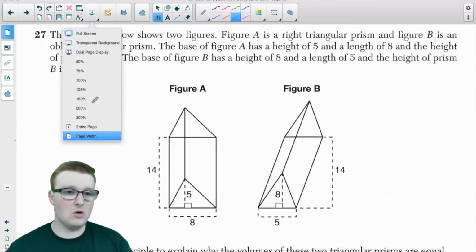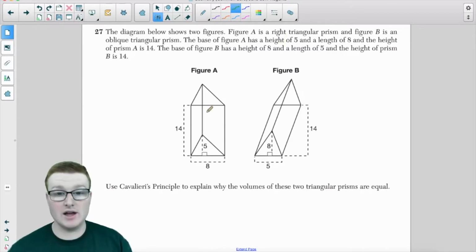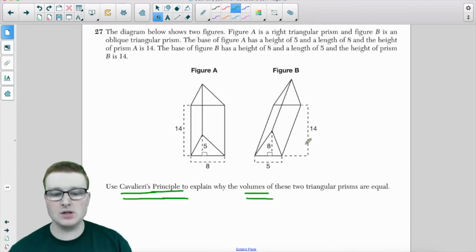Number 27. Oh boy, I remember this one. The diagram below shows 2 figures. Figure A is a right triangular prism, and figure B is an oblique triangular prism. The base of figure A has a height of 5 and a length of 8. And the height of prism A is 14. The base of figure B has a height of 8, length of 5. The height is 14. Okay, fine. Use Cavalieri's principle to explain why the volumes of these 2 triangular prisms are equal.